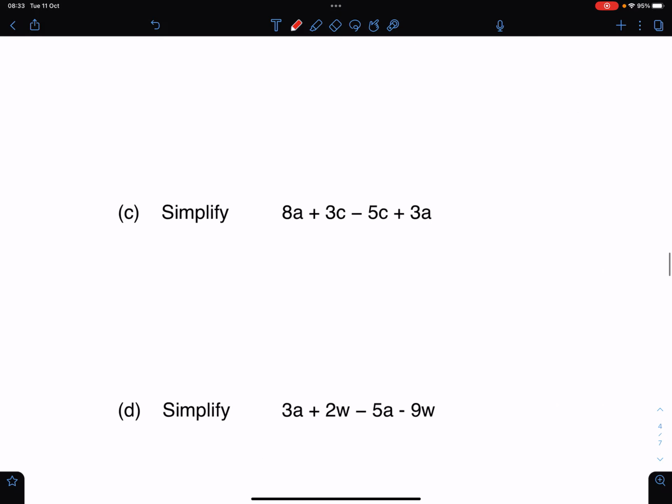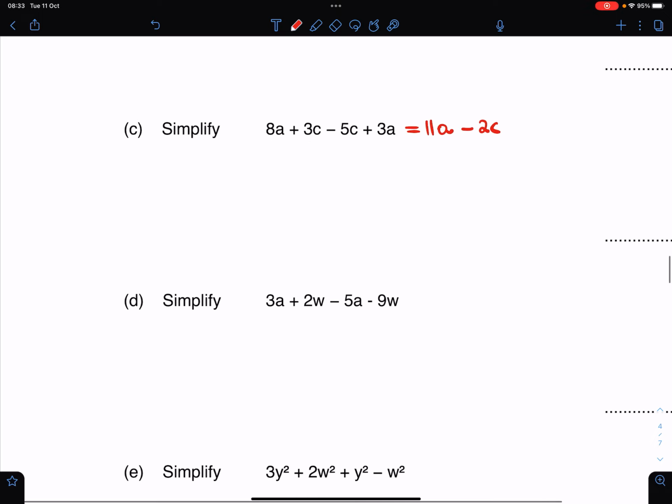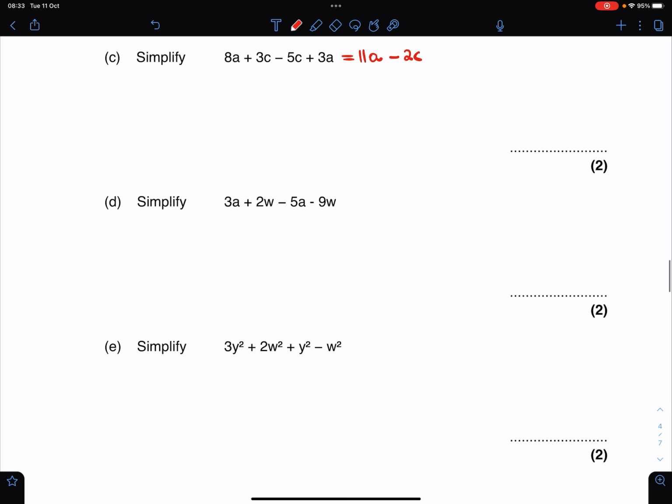Okay, so next question. We have here 8a plus 3c minus 5c plus 3a. So 8a plus 3a gives us 11a, so I'm going to write down here 11a. What about 3c minus 5c? Minus 2c. It's better to write it on your copybook like the others. So next one: 3a minus 5a gives us negative 2a.